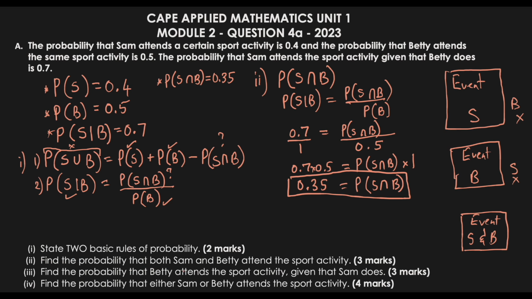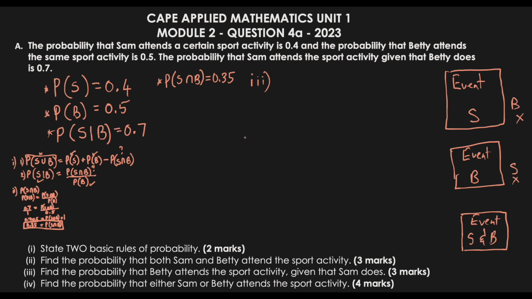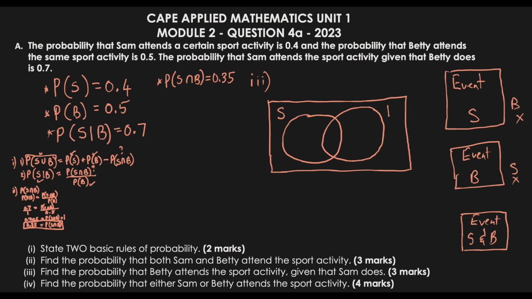Find the probability that Betty attends the sport activity given that Sam does. Alright, so for this part now, what they are saying is that there's a situation. So I'll show you two ways. I'll try to do it in a Venn diagram, and then we actually do the mathematical calculations for this. So we have Sam here and we have Betty here. Now the reason why I joined them together is because we have an intersection. We know this because both of them can go to the event at the same time. So the fact that both of them can go to the event at the same time, I know there's an intersection. There's a chance that they can be there together.